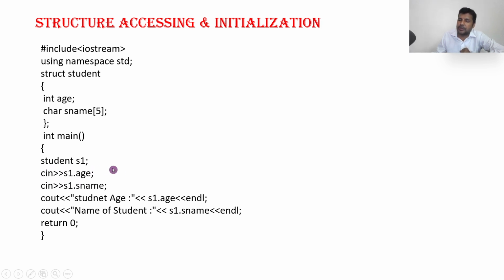Okay, you can also add, if you want to, cout enter age. Okay, right, cin s1 dot age, cin s1 dot name, right? So cout student age, what it is, s1 dot age, and the name of the student, s1 dot s name, right? So let us see this program so you can understand easily.